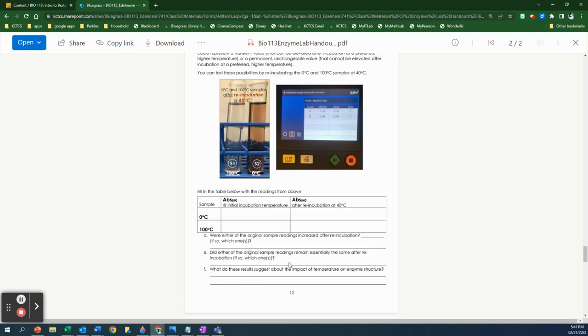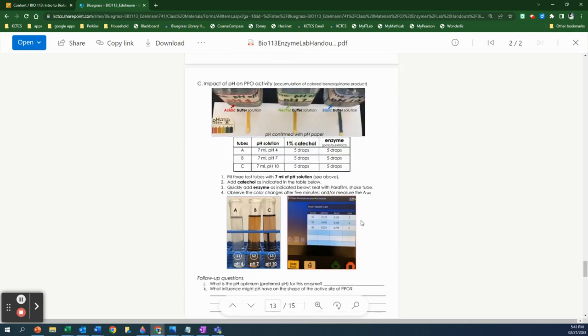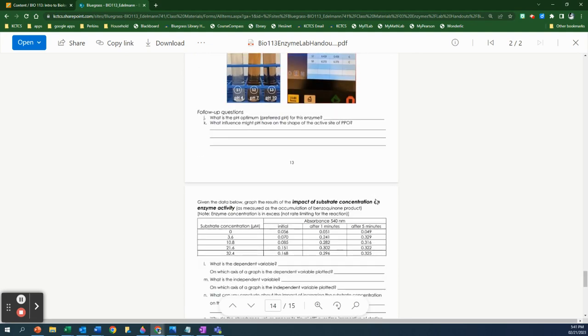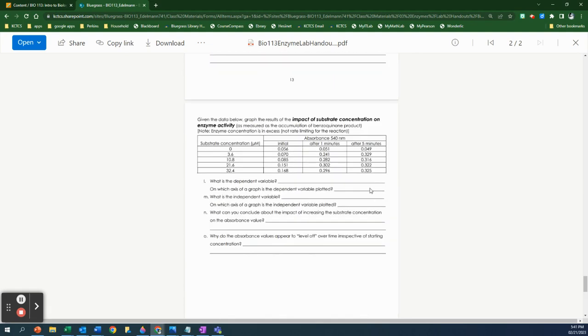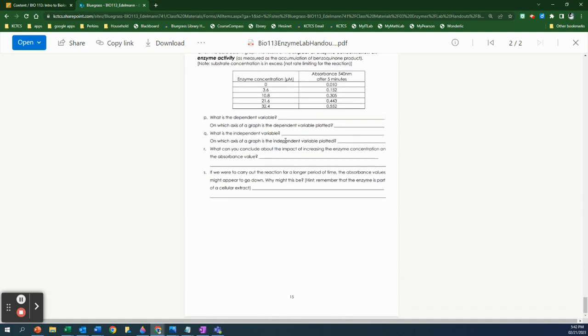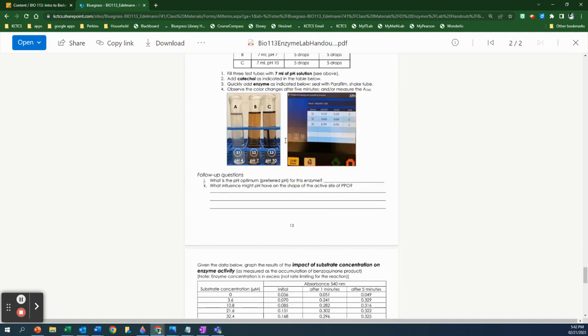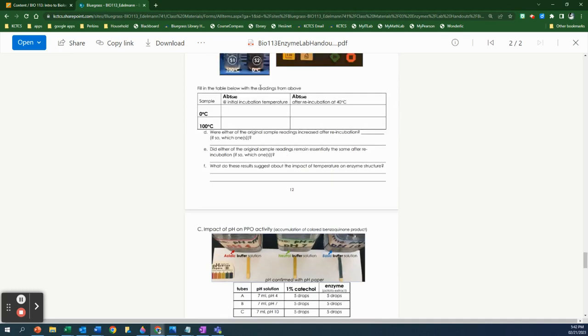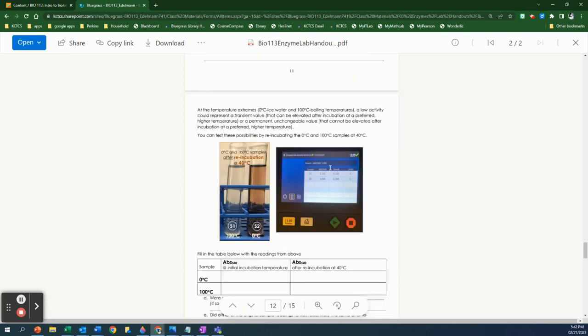And then here are two of the samples, the 100-degree and the 0-degree. You're going to re-incubate at the same temperature. Here we're going to test pH, if pH makes a difference to enzyme activity. And then these are thought experiments. We're not actually going to do that experiment. The impact of substrate concentration on enzyme activity and enzyme concentration on enzyme activity. And you're turning in all of those questions.